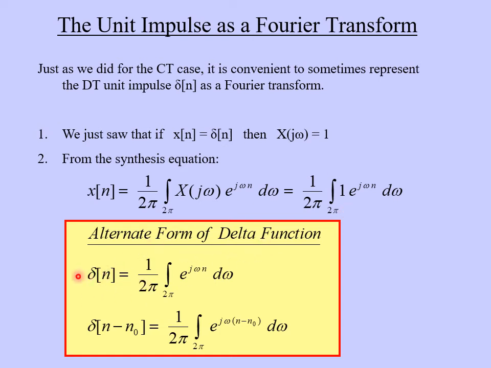The delta function, delta of n, can be expressed as 1 over 2 pi times the integral over 2 pi of e to the j omega n d omega. Likewise, the delayed delta function has the corresponding shift in the exponent. These are useful forms of the delta function because these integrals will show up occasionally, and whenever they show up in a calculation, we can just replace them with this delta function.